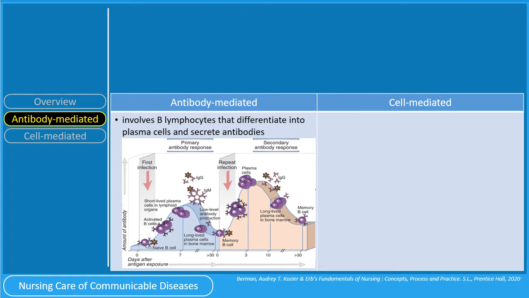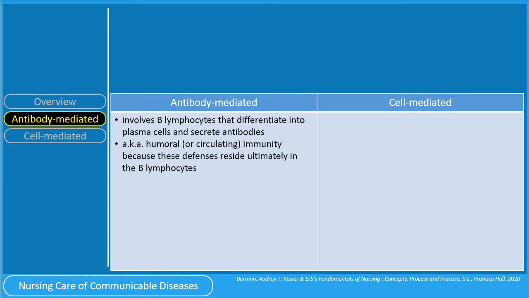To compare, primary immune response occurs after the first infection, while a secondary immune response occurs after a repeat infection. The main antibody in primary immune response is IgM, while it is IgG in secondary immune response. There will also be more antibodies, and they will last longer. The antibody-mediated immunity is also known as the humoral or circulating immunity because these defenses reside ultimately in the B lymphocytes. Furthermore, the antibody-mediated immunity defends primarily against extracellular phases of bacterial and viral infections.